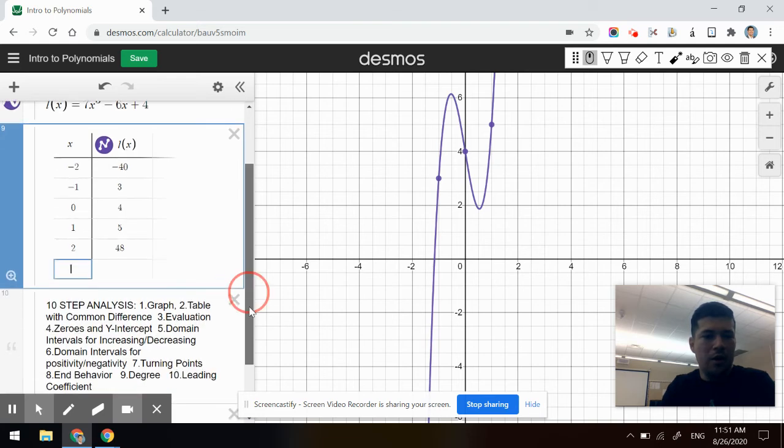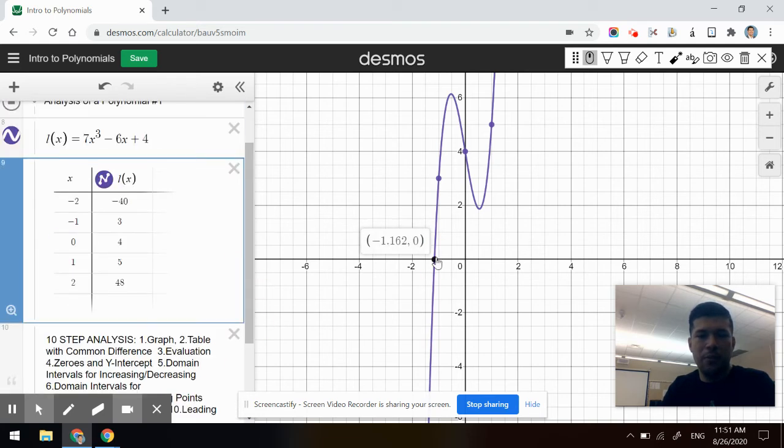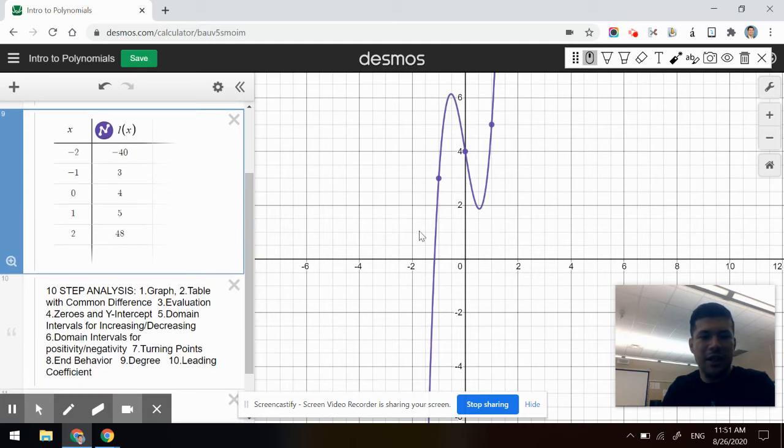All right, moving on along. Zeros. Your zeros are -1.162. Your y-intercept is 0.4. Continuing. Step 5, domain intervals where this is increasing or decreasing. This is important. Always read your function left to right. The function is increasing from -infinity.